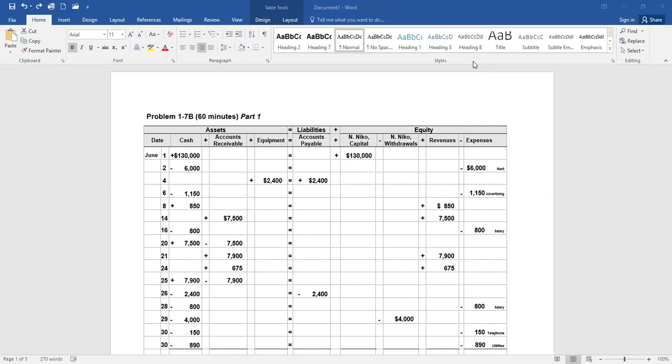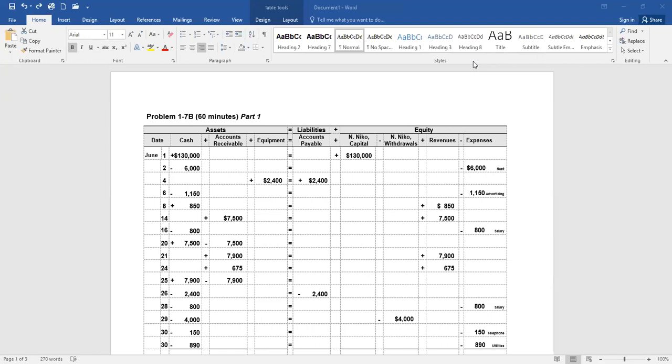June 6th, the company paid $1,150 cash for this month's advertising of the opening of the business. So they paid cash. Cash decreases. So in the cash column, decrease $1,150. What did they pay cash for? For advertising services, or expense. So we will show that $1,150 in the expense column. The overall effect on the accounting equation is a negative effect. And we'll write next to it that it was for advertising.